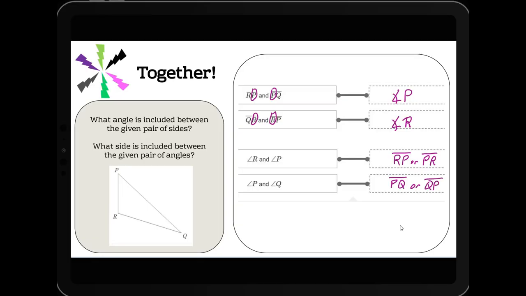And I'm getting that by forming those two together, right? So that's going to form a segment. That's going to form a segment. That's going to be the included side. And I can recognize that right away.